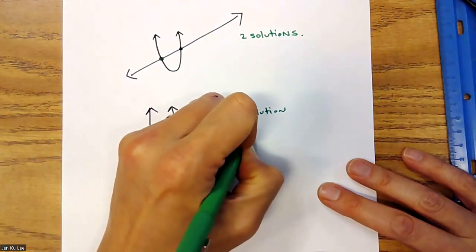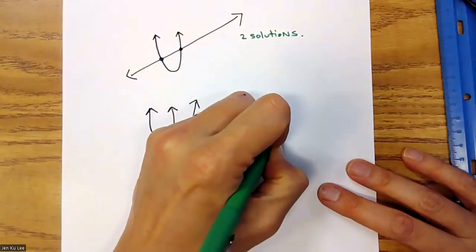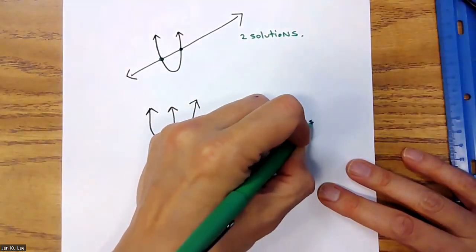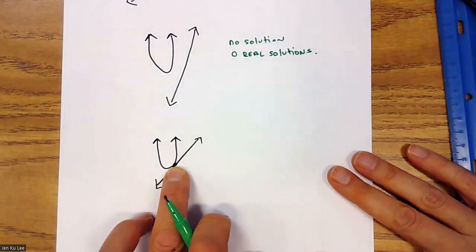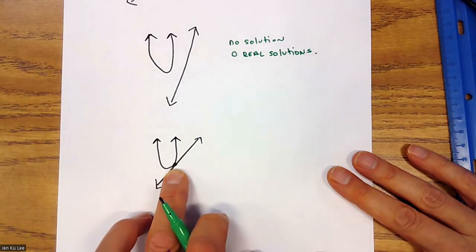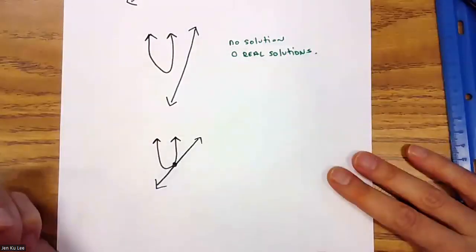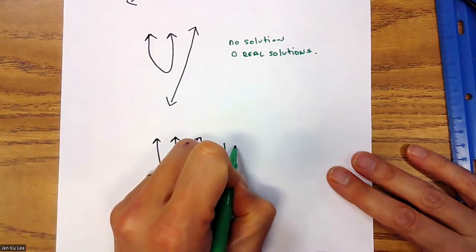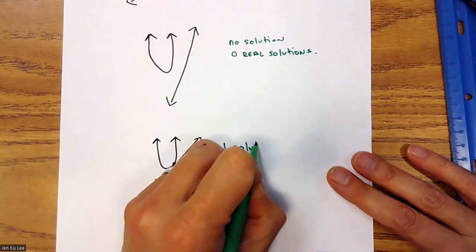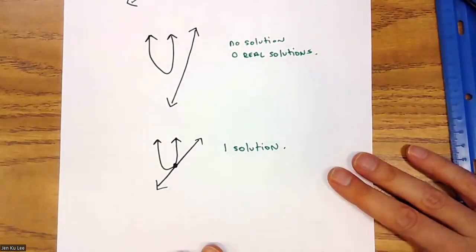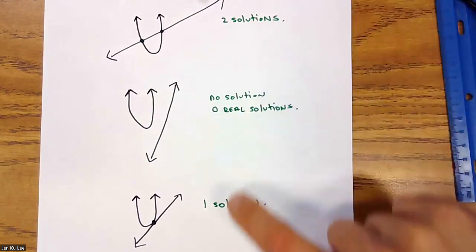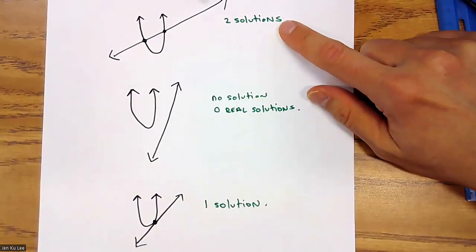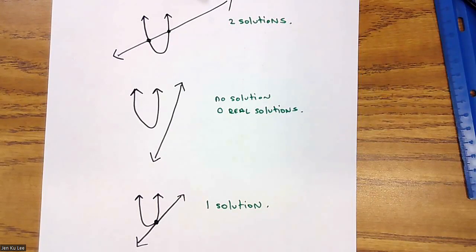Or 0 real solutions. And here, it's just touching it at one point. So if it's just touching it at one point, that means there's one solution, right? I have 0, 1, 2 solutions. What does that remind you of? 0, 1, 2.